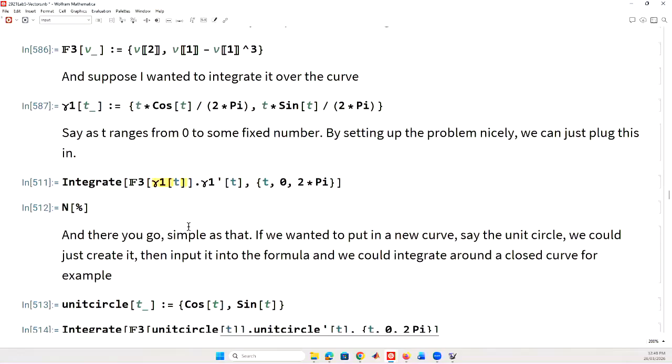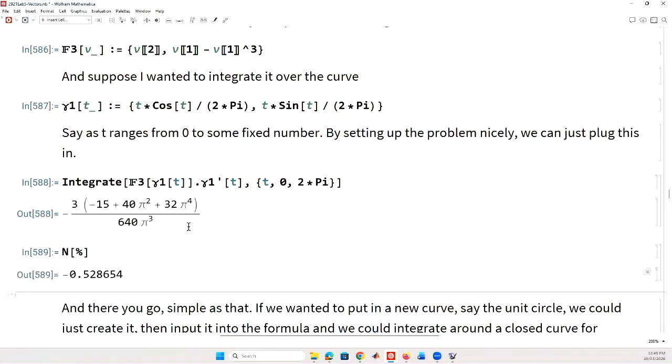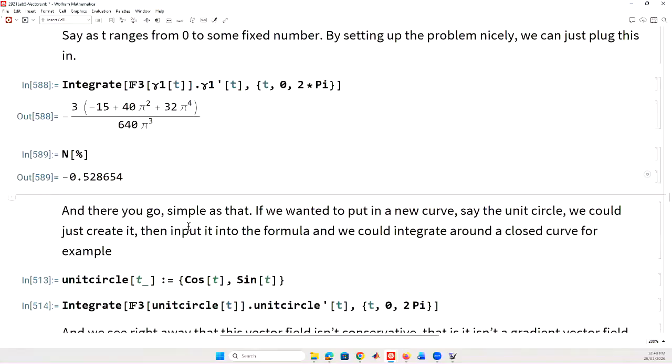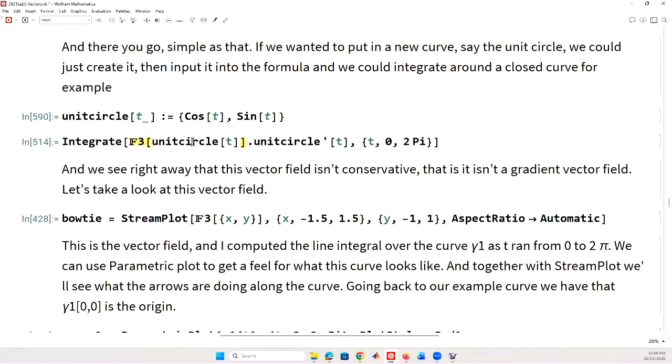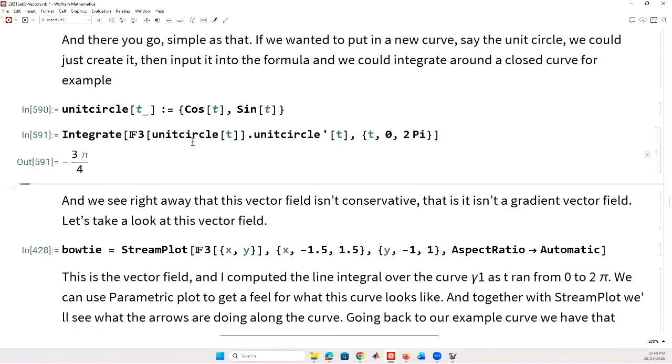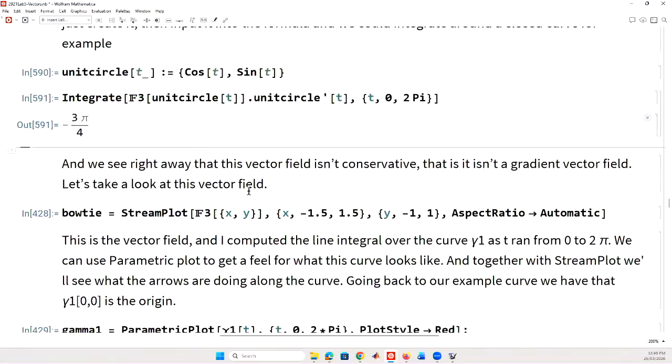And if we integrate it, as we covered last week, we can just ask Mathematica what the answer is. And Mathematica says the answer is minus 0.528654. Done. Easy. For visualization purposes, we don't want to use that curve. We want to use the unit circle. So if we integrate that over the unit circle, we get minus 3 pi over 4.